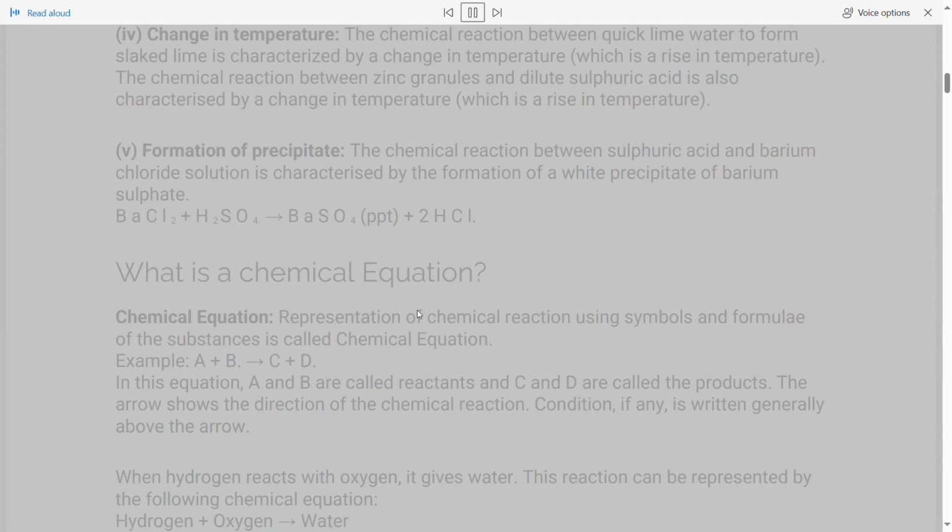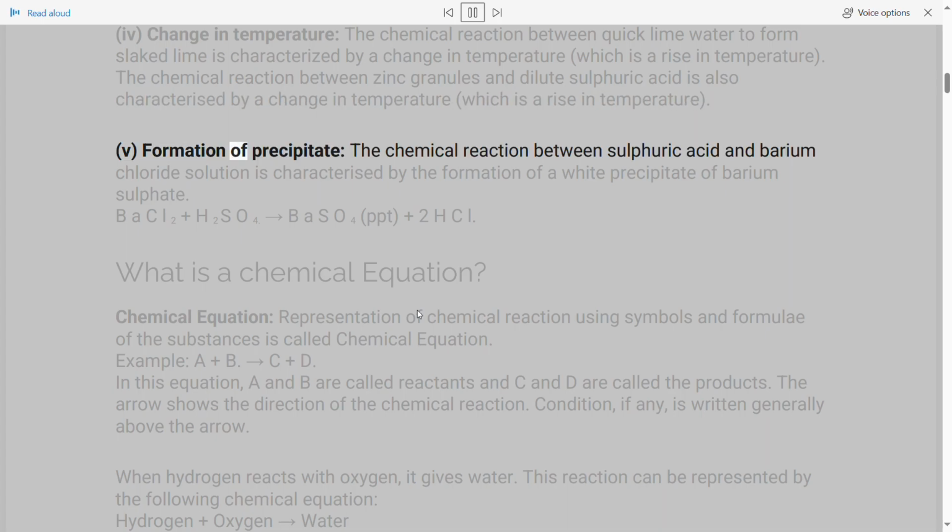4. Change in temperature. The chemical reaction between quicklime and water to form slaked lime is characterized by a change in temperature, which is a rise in temperature. The chemical reaction between zinc granules and dilute sulfuric acid is also characterized by a change in temperature, which is a rise in temperature.